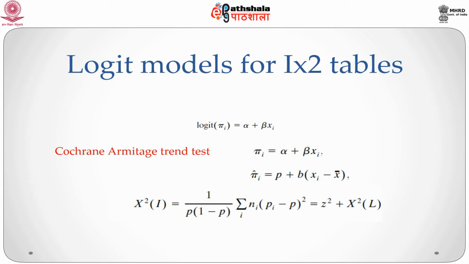Now, in the case where we have ordered factor categories, we can use more parsimonious model formulations. So, for example, if the scores x1 to xI describe distances between categories of x, we can fit the linear Logit model, Logit of pi I equal to alpha plus beta xi, in the situation where we expect that x has a monotonic effect on y. So, independence between x and y in this special case is denoted by beta equal to 0.